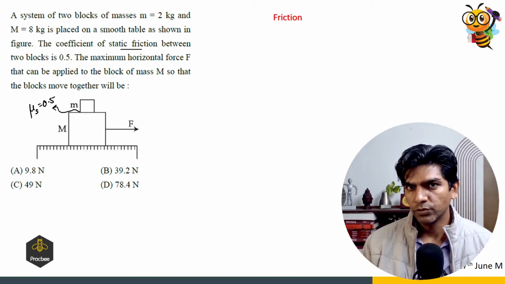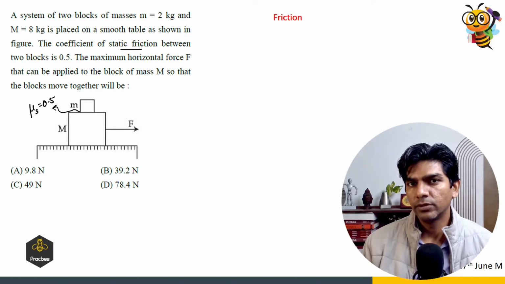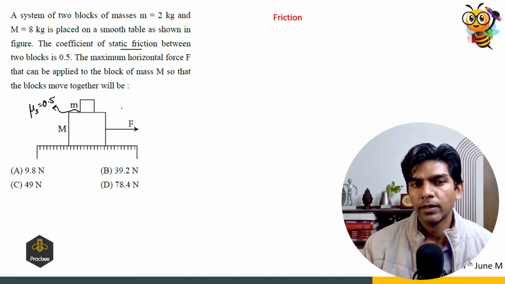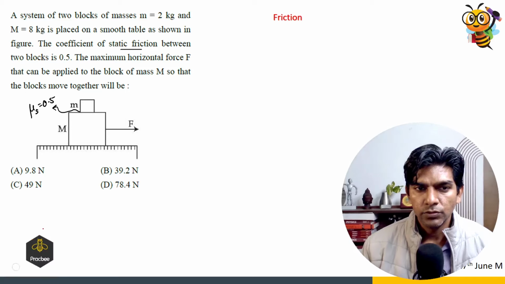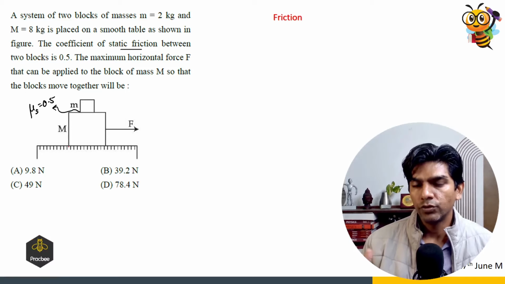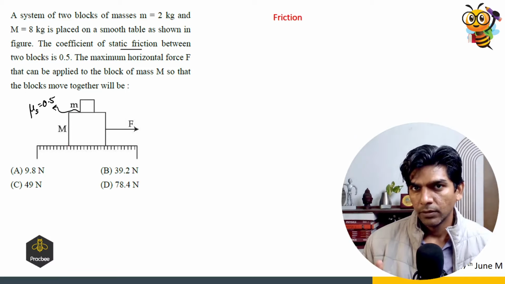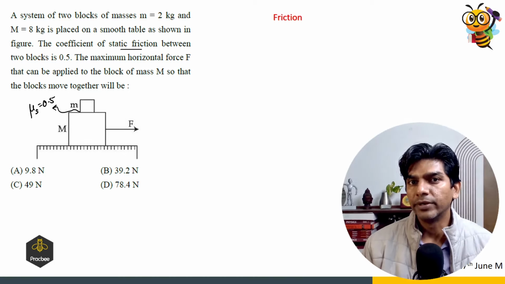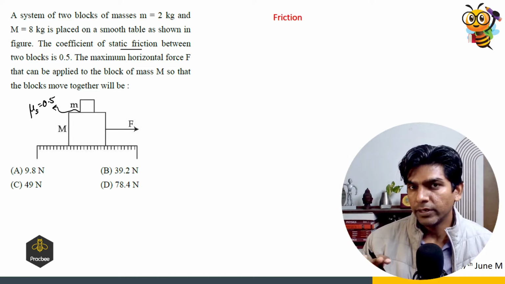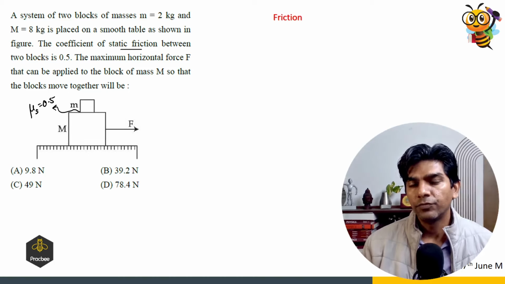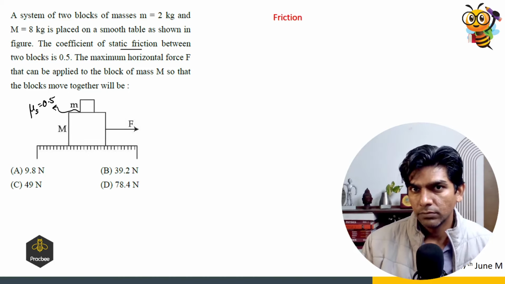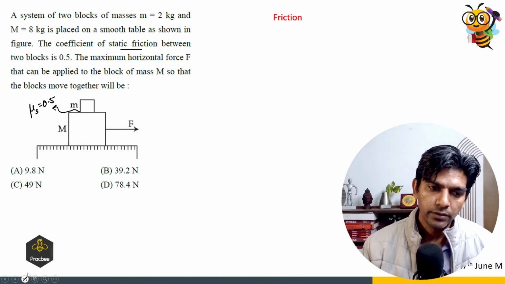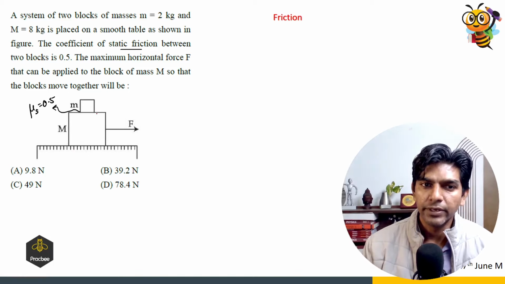When both these blocks move together, right? So which agent is responsible to produce acceleration in small m? It is the frictional force, right? So when both are moving together and we want to find the maximum value of F, at that very instant the friction between capital M and small m will be limiting, right? And if we increase F beyond that value, the friction will change into kinetic, right? And there will be a relative slipping between the two blocks. So here the condition is the friction will be limiting.